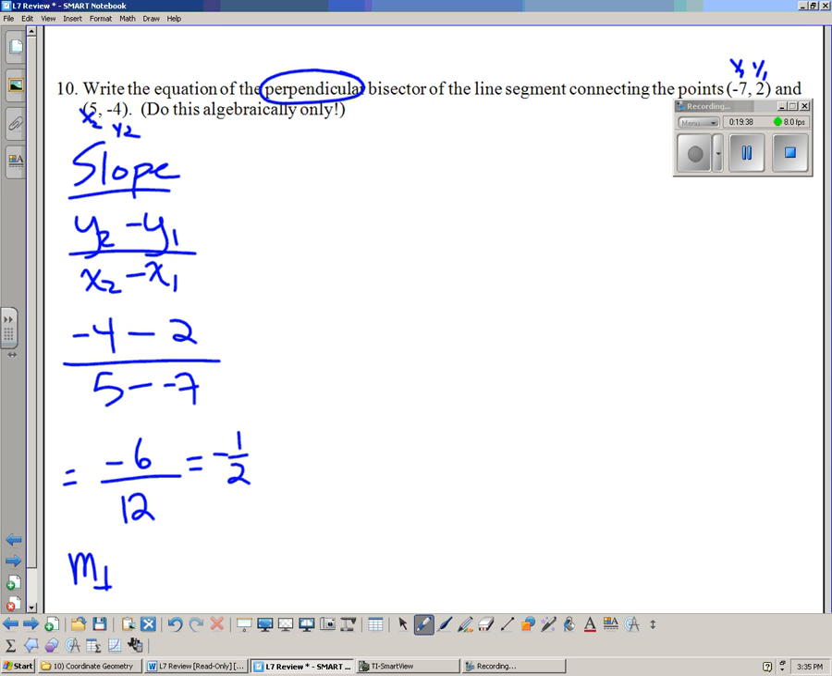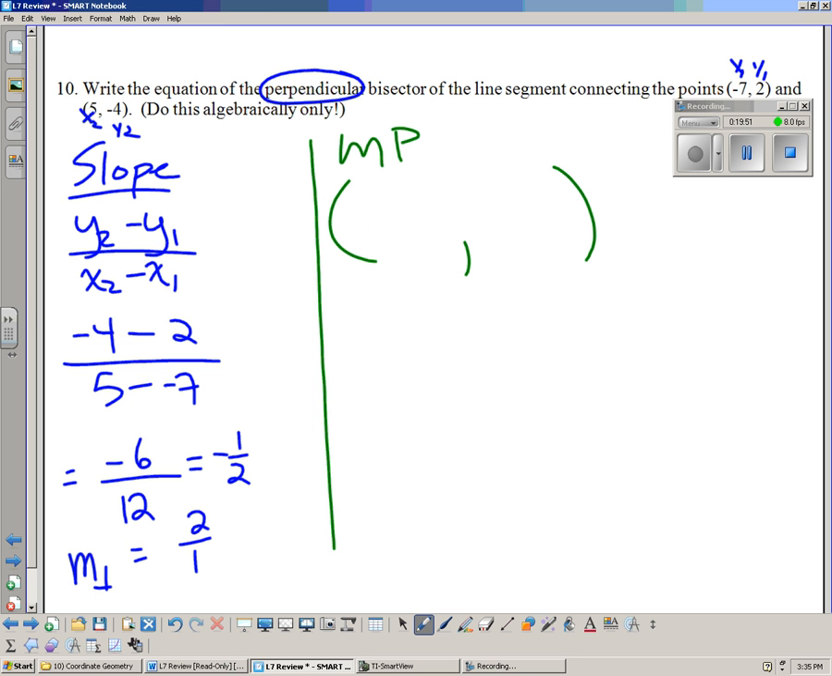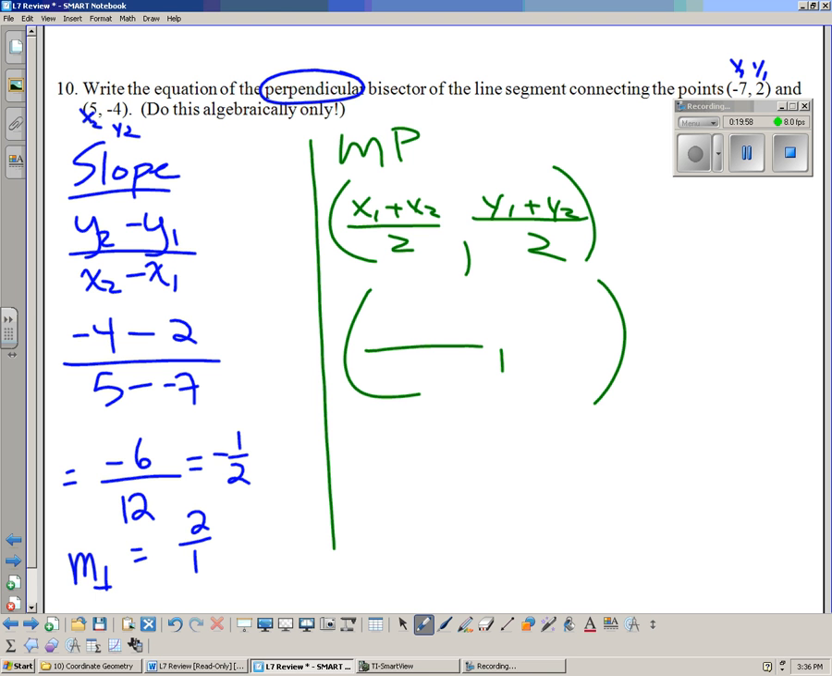We want a perpendicular slope. So this would be the negative of a negative, which is a positive, and take the reciprocal, 2 over 1. Now I need the midpoint. Midpoint formula, x1 plus x2 over 2, y1 plus y2 over 2. x1 plus x2 would be negative 7 plus 5 over 2. y1 and y2 is 2 plus negative 4 over 2. So negative 7 plus 5 is negative 2 over 2, which is negative 1. And 2 plus negative 4 is negative 2 over 2. It also happens to be negative 1.